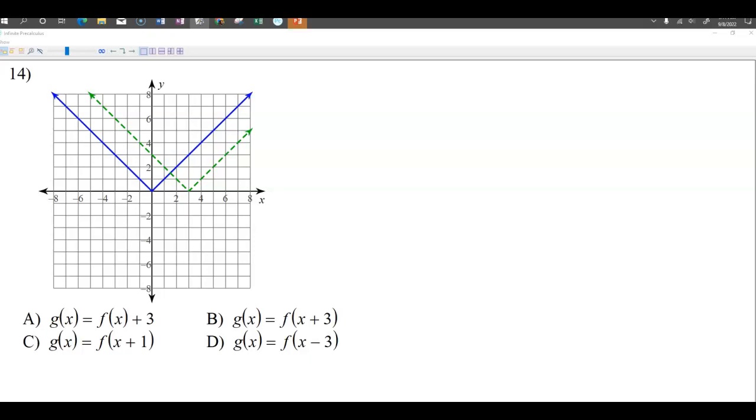All right, I'm going to ask Adrian, what do you guys think about this one? D is right. So to make the blue line match the green, I would have to move it to the right, which is subtraction on the inside. So here's my bonus question for you guys, but we are done for the day.